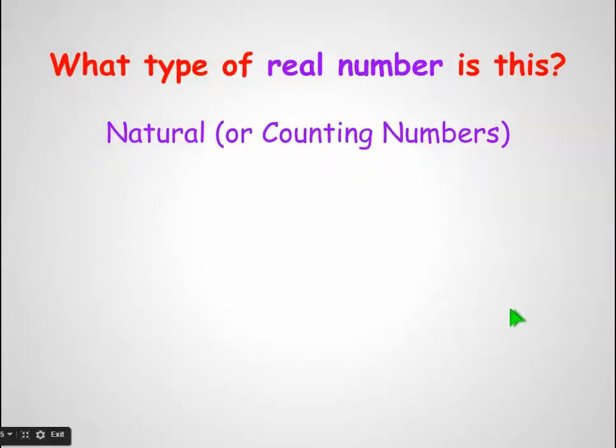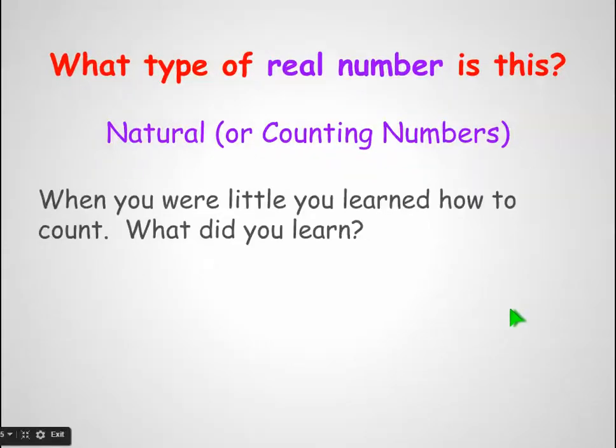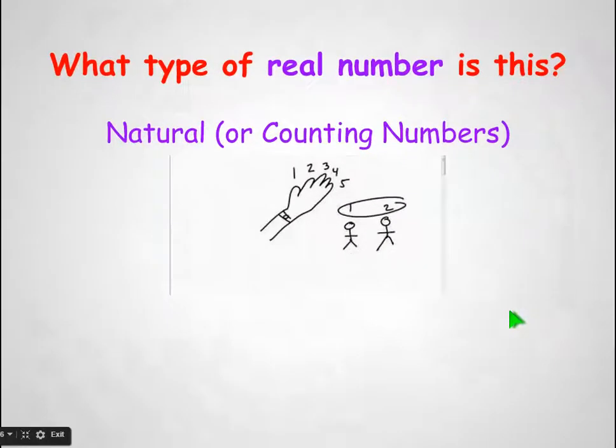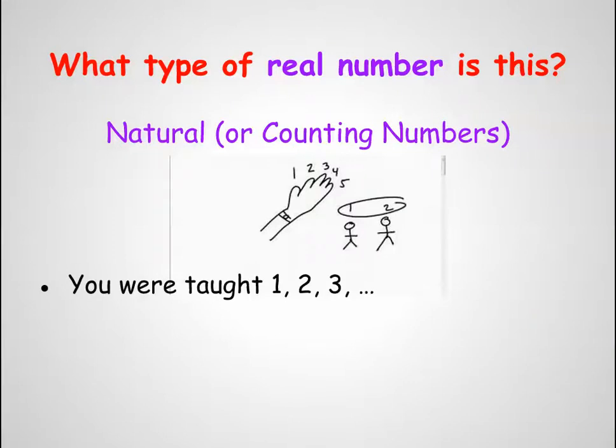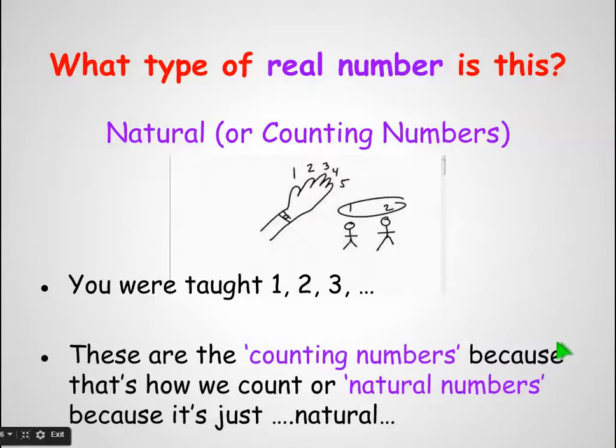The natural or the counting numbers. When you were little, you learned how to count. What did you learn? 1, 2, 3. You counted on your fingers, you counted how old you are, you counted how many objects there was. These are the counting numbers because that's how we count, or natural numbers because it's just natural.